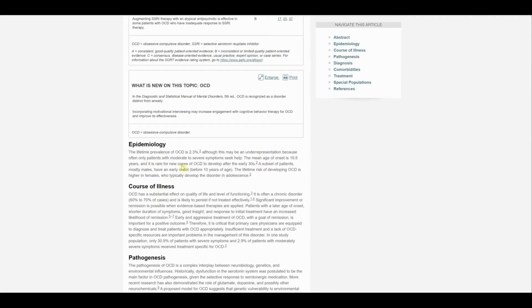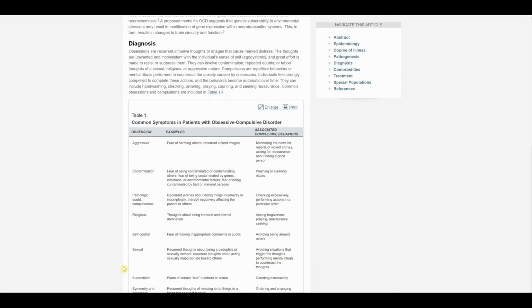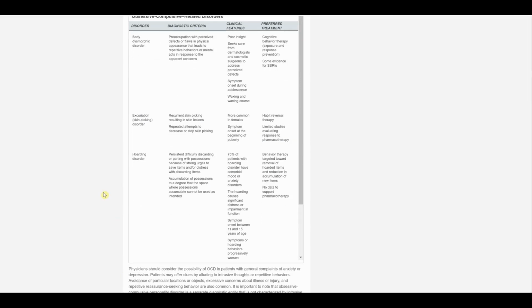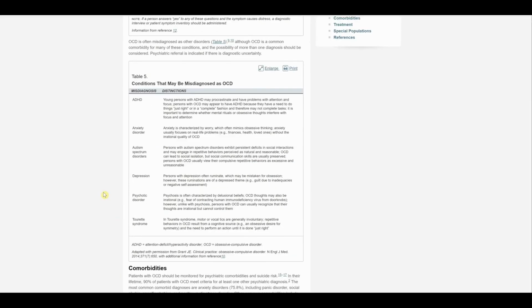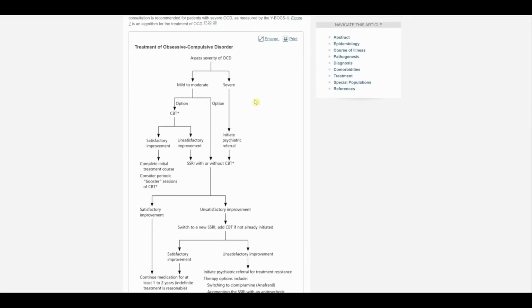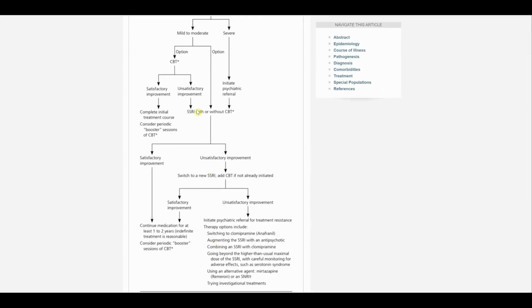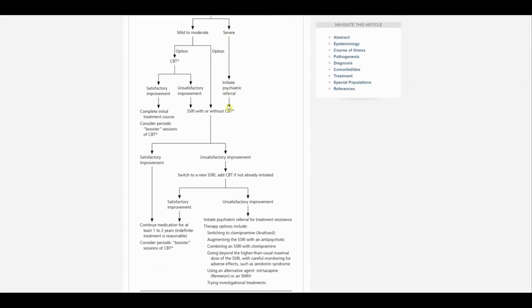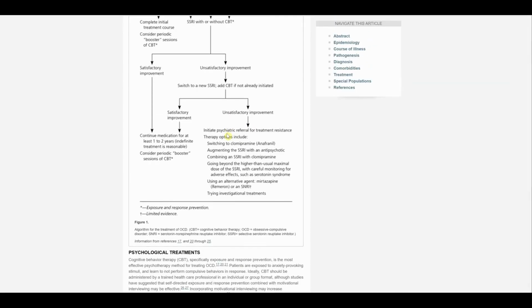They go over the epidemiology, the course of illness, etc., that you would expect in a guideline. And as we go down, they go through the DSM-5 criteria for actually diagnosing OCD. Then we get way down here to treatment, and they give you a whole treatment tree that starts with assessing the severity of OCD and then going down through here. And then you can see they tell you mild to moderate, you should either go option A or option B or both, which is CBT or an SSRI with or without CBT. Or if it's a severe case, it needs to go directly to an SSRI with or without CBT.